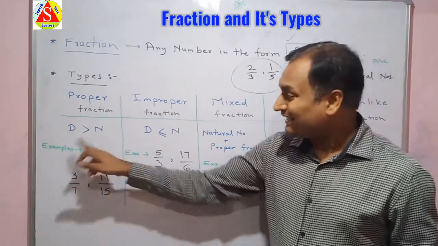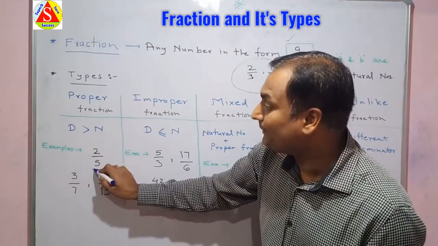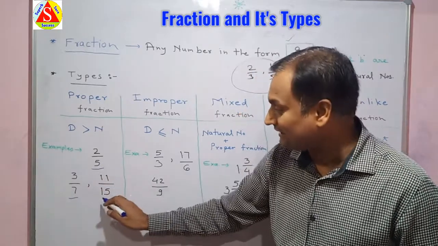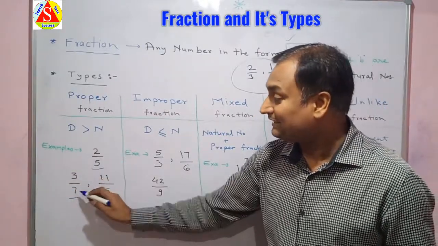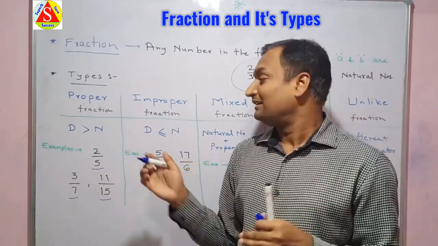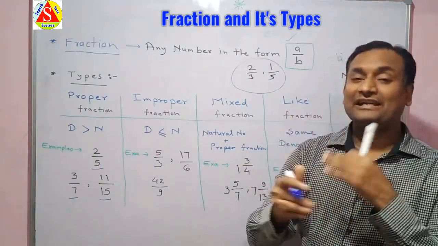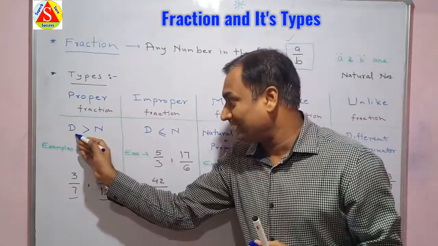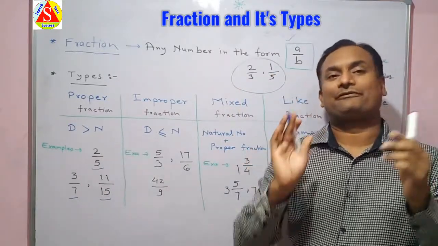So dear students, you can see here in all the examples the denominator is 5 in this case, it is 7 in the second case, and it is 15. So in all examples, the denominator is greater than its numerator term. So we will call these the examples of proper fraction. Again let's define it: a fraction whose denominator is greater than its numerator is called the proper fraction.